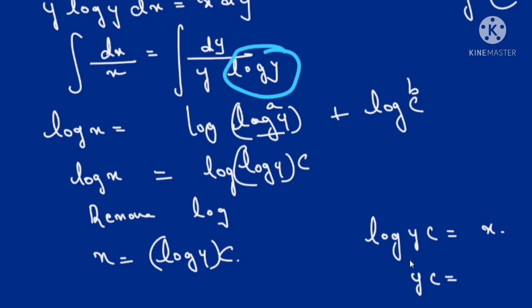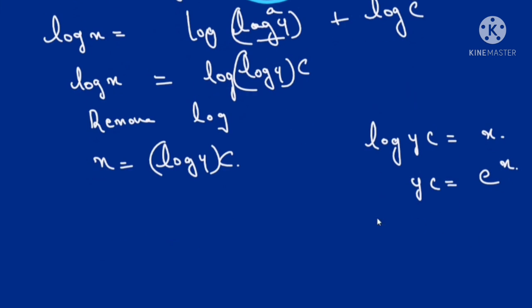Yc is equal to log, if it goes that side, it will become e power x. So yc is equal to e^x, or y is equal to 1 by c e^x. Again 1 by c is a constant. We can write y as c1 e^x.